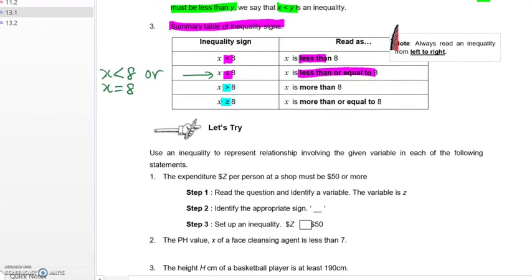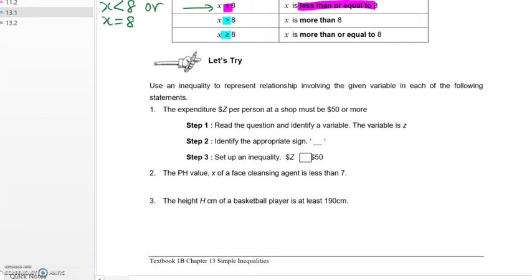Okay, let's take a look at the Let's Try question. Use an inequality to represent the relationship involving the given variable in each of the following statements. So the expenditure capital Z dollars per person at a shop must be $50 or more. So step 1, read the question and identify a variable. The variable is Z. I'm just going to emphasize here that since the question gave us capital Z, we're going to do the same thing over here.